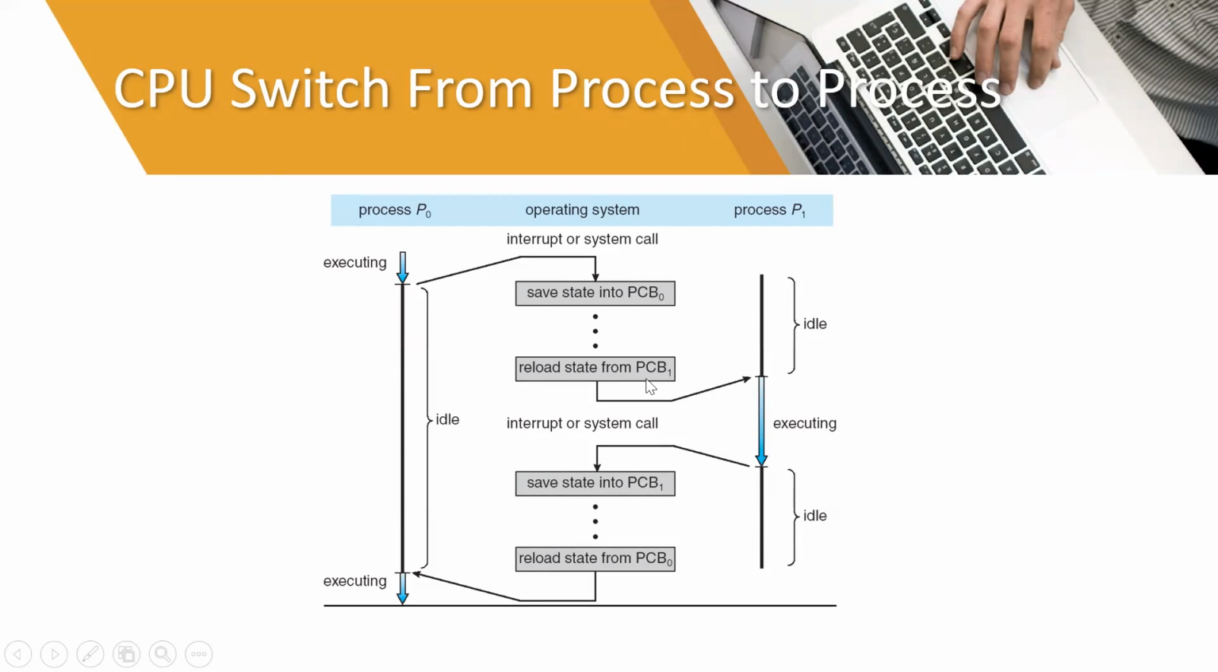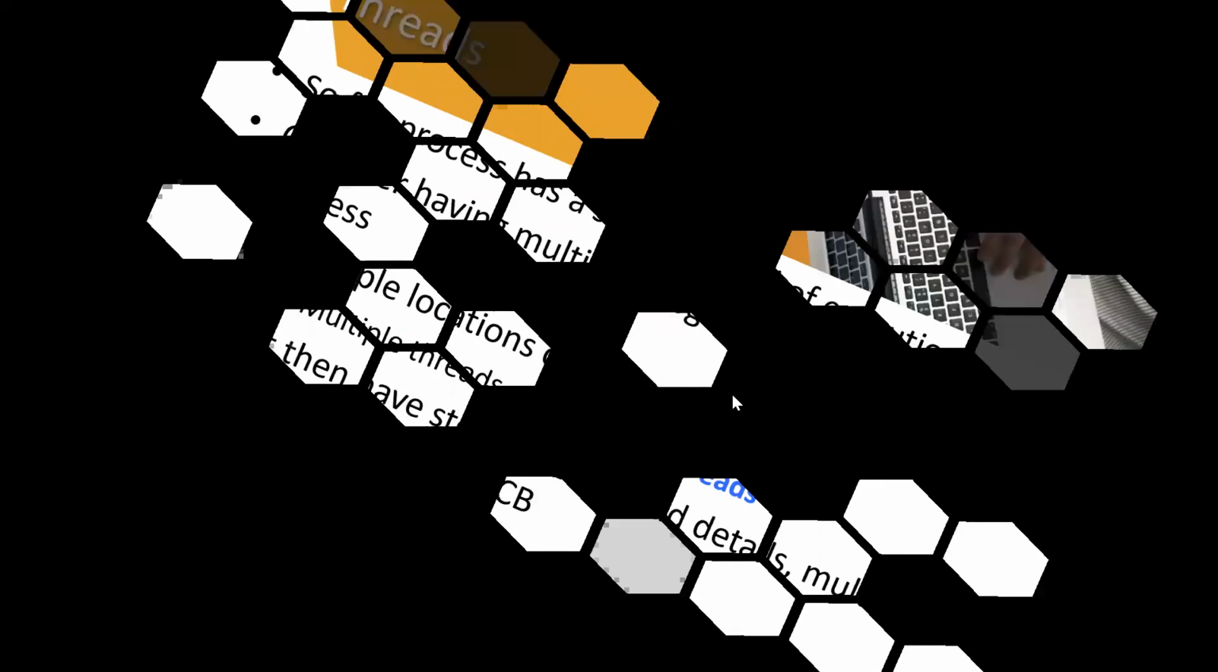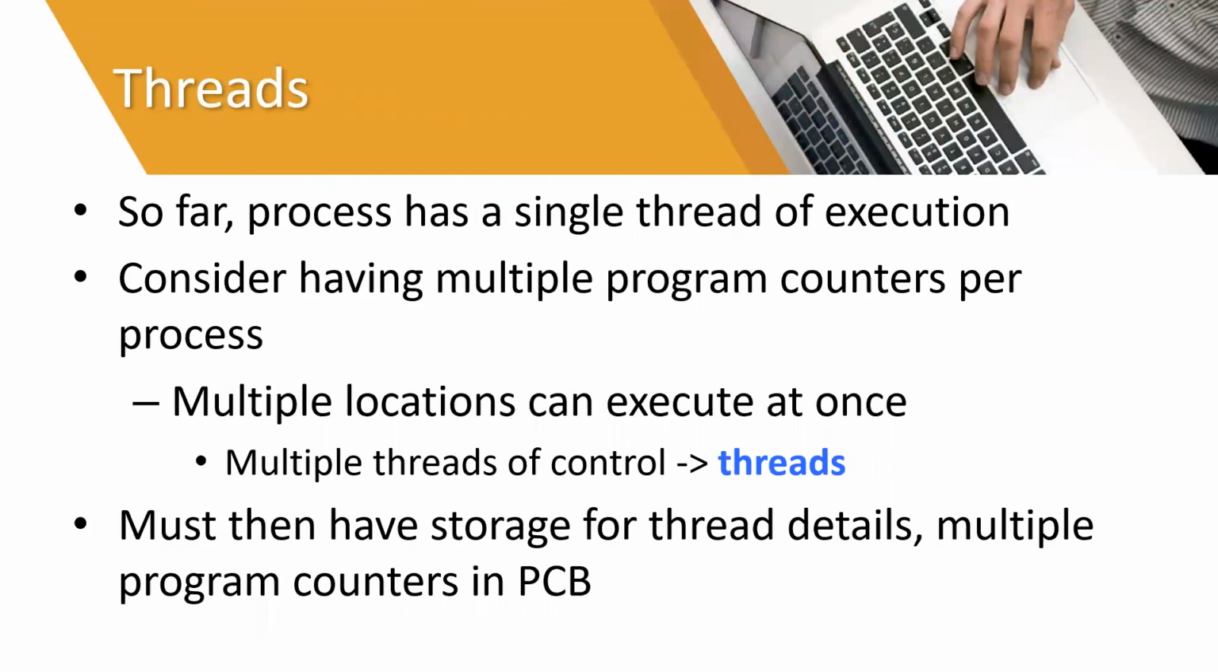So this is how the CPU can switch from process to process. These are the steps we have to follow. And the final topic is threads. Processes have a single thread of execution, so consider having multiple program counters per process. Multiple locations can execute at once, which means multiple threads of control. The threads must then have storage for thread details and multiple program counters in the PCB.